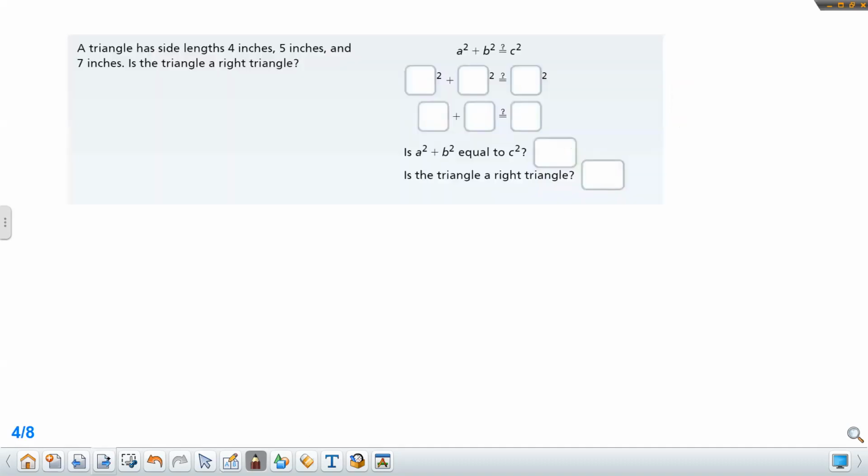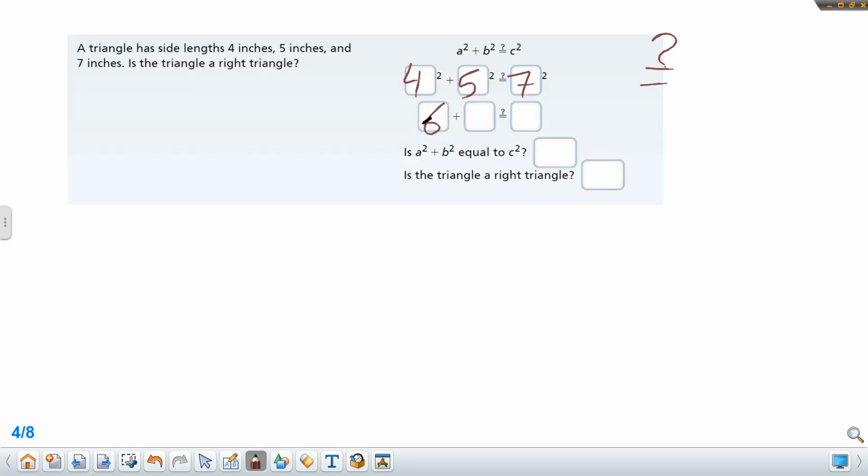Let's go to an exercise. For example, a triangle has side lengths 4 inches, 5 inches, and 7 inches. Is the triangle right? Let's go to some blanks. First, you must compare the sum of the squares of the shorter sides with the biggest side. So 4² plus 5². What is the meaning of this sign? It means equal or not. Is 4² plus 5² equal to 7² or not? Then evaluate each of them.